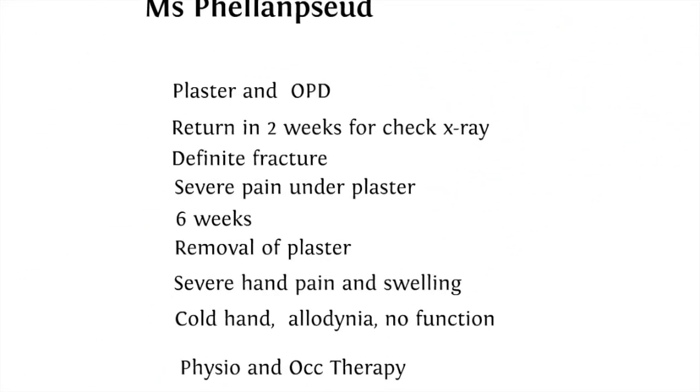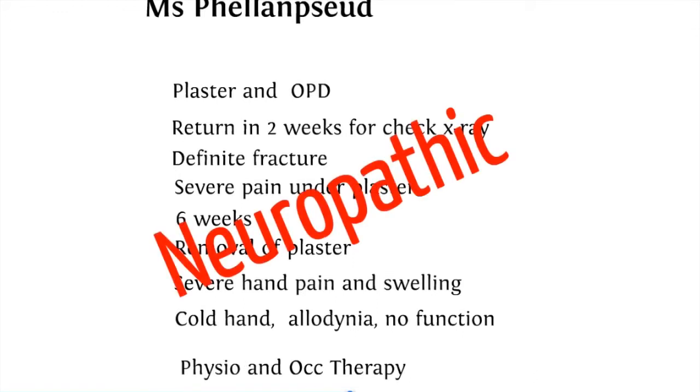So this lady, having had all this pain, came out of it with associated autonomic features, had physio and occupational therapy, and that resulted. So she had neuropathic pain, she had a sympathetic block, and intensive therapy with benefit.